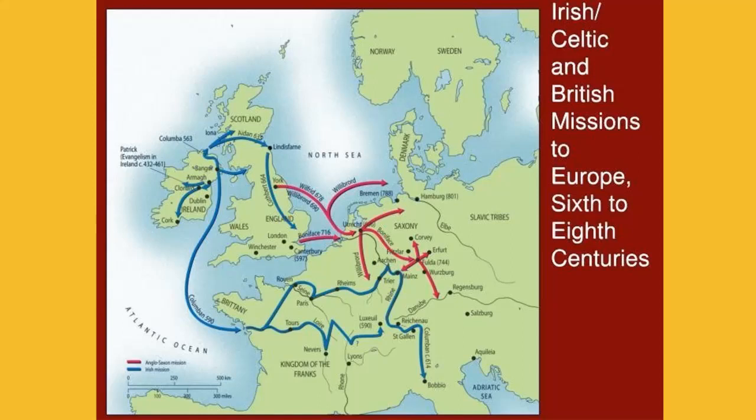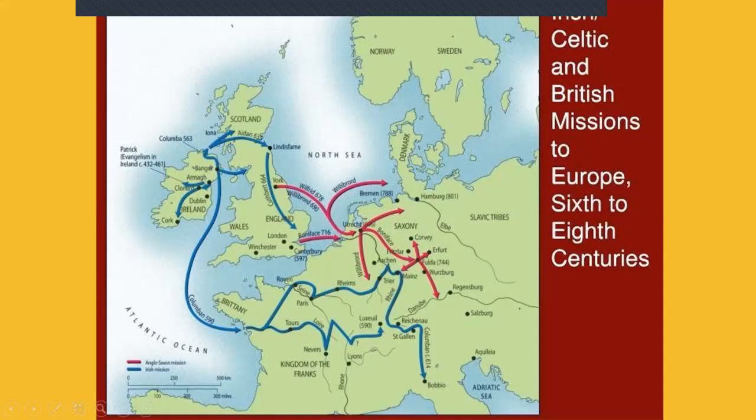And then if you can see the other journey there, it goes to Gaul. It goes all the way down, and then this is Columbanus, and as you can see, he made two trips, and then he had to go back and start all over again, pretty much.